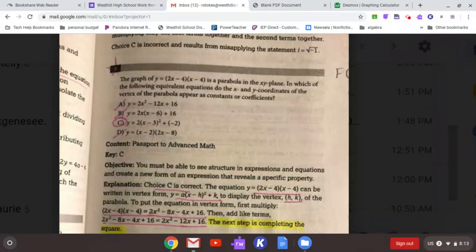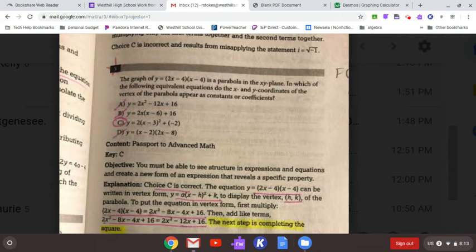Hey Morgan, sorry to get back to you late on this, but I wanted to go over this question real quick. When we look at this, there's a couple different ways you can go about solving it. We've got y equals 2x minus 4, and then the x minus 4, and it's asking about the vertex.